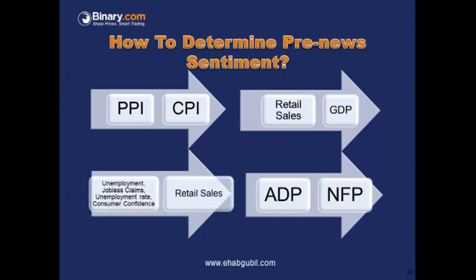How to determine pre-news sentiment? From PPI to CPI. A high PPI will affect market sentiment towards a better CPI release. The same with retail sales and GDP. Retail sales in developed countries such as the US makes up about 2/3 of the economy. If retail sales is good, then possibly we will see better GDP.